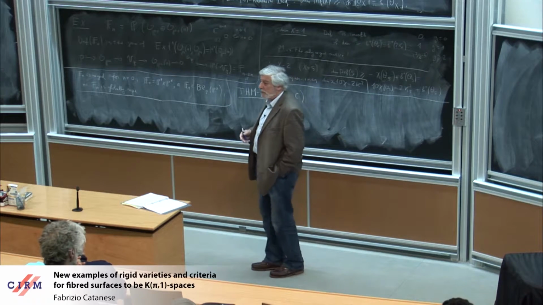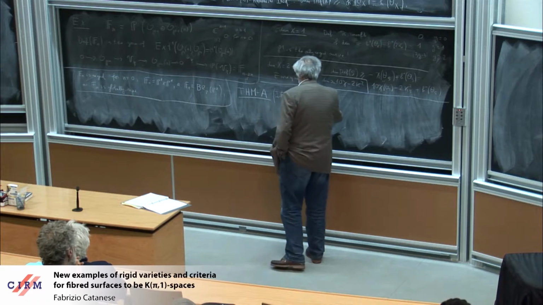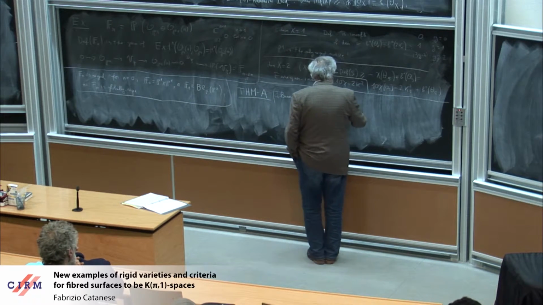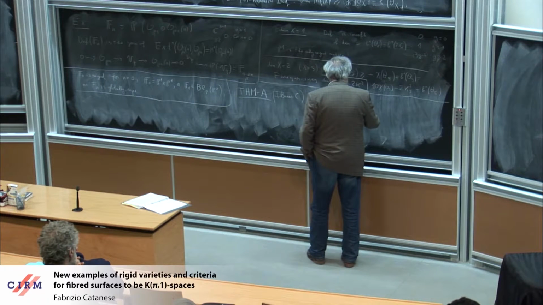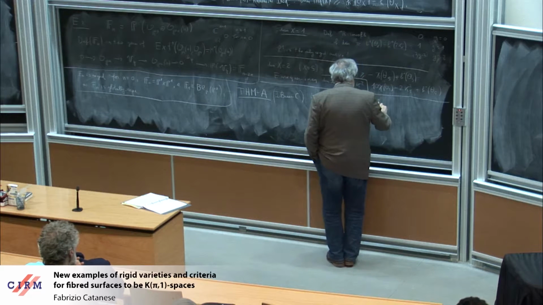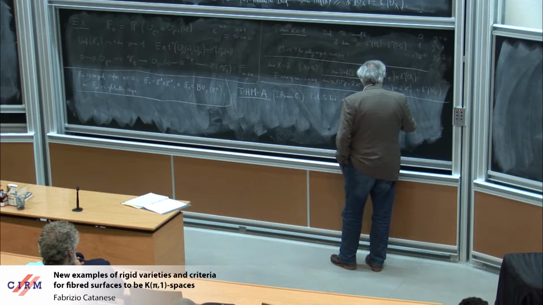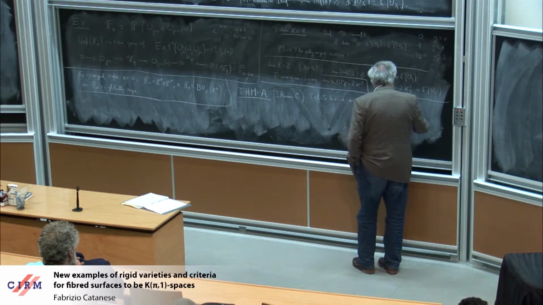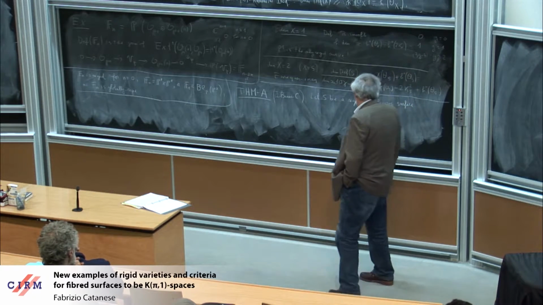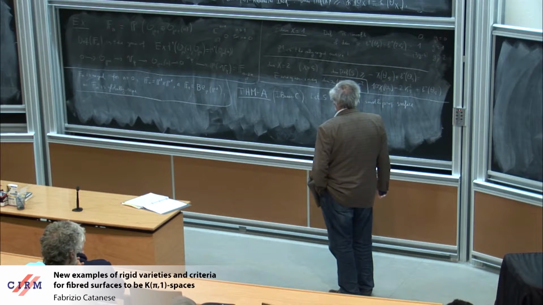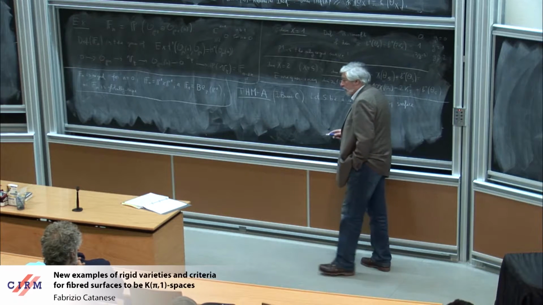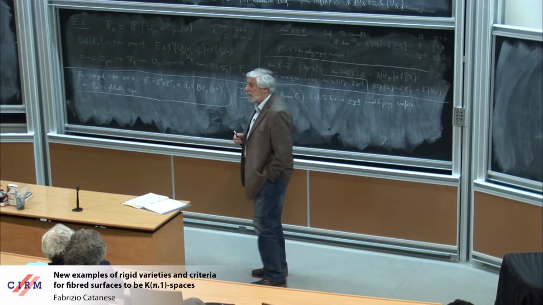And it says the following: assume that S is a rigid, smooth projective surface. I think one can extend also to non-projective, but we have not yet done this. Then, we assume that it's rigid. Then there are two cases.